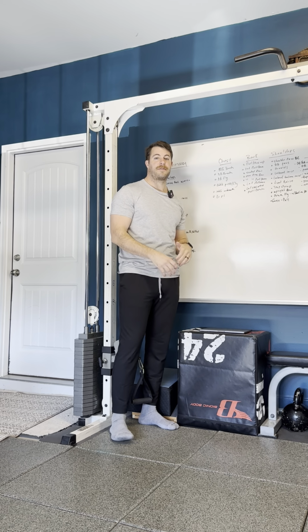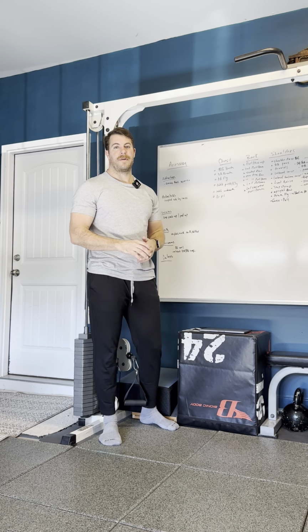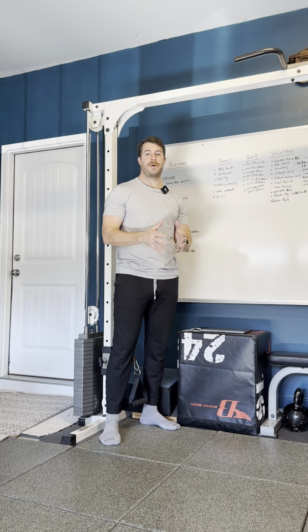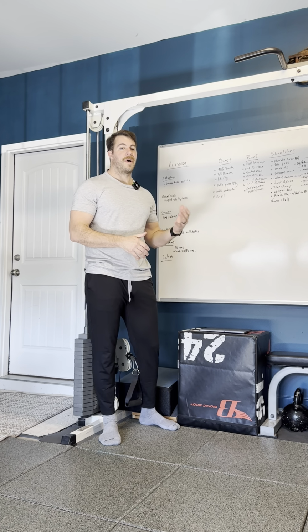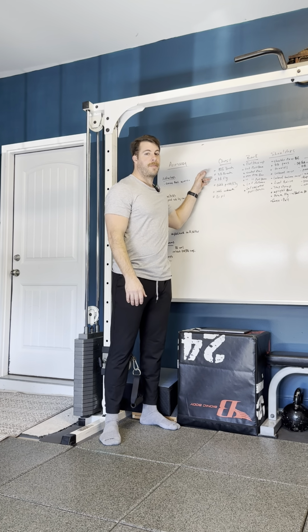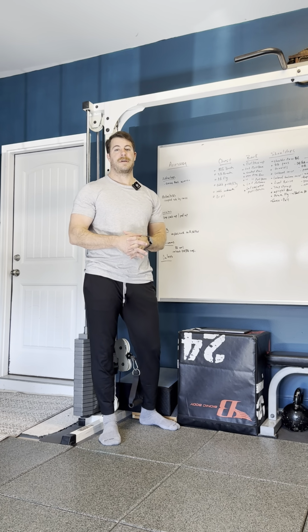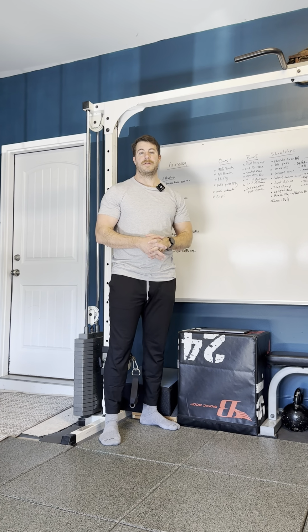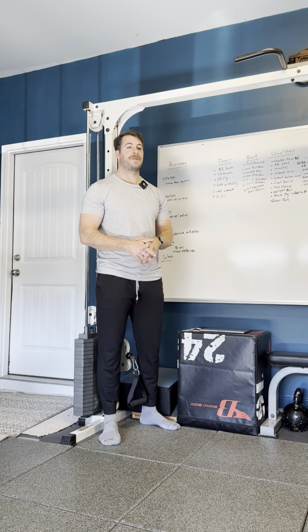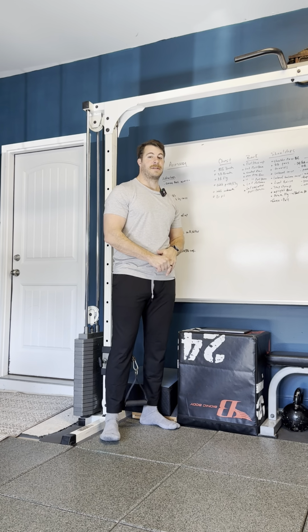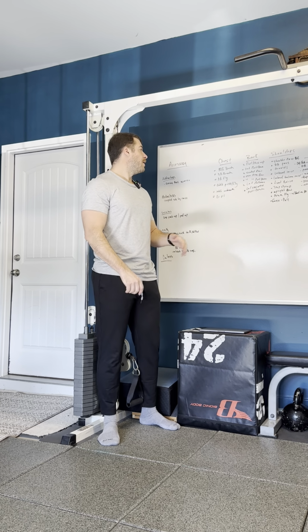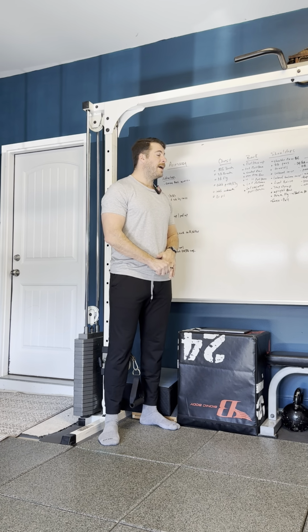The third exercise for chest would be more of a 2A exercise. So 1A meaning barbell bench press, dumbbell bench press. Those would be 1A exercises, something that you'd want to do first and foremost. Then we have our 2A exercises, which you'd want to do second. That would be your dumbbell fly.